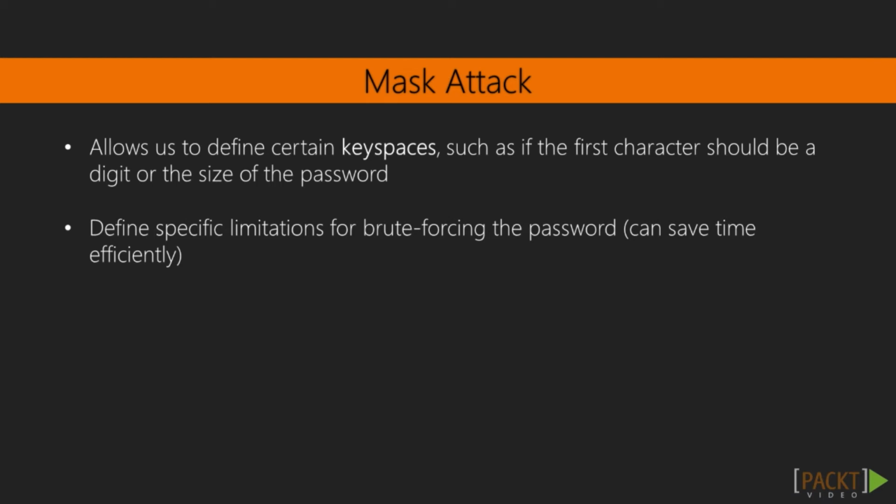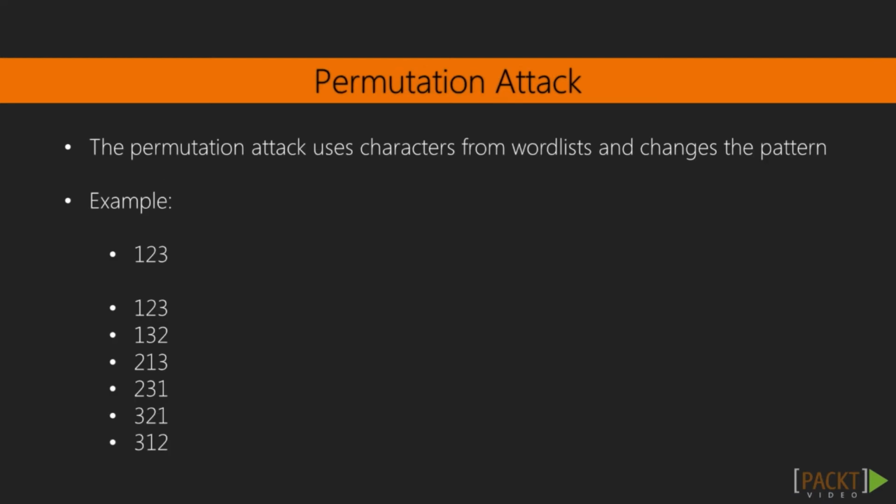So, in short, it can define specific limitations for brute forcing the password, and this can save us a lot of time. For example, we know that humans usually choose to have an uppercase letter at the start of a password, the first character, and then it goes down to lowercase. It's just how human password interaction happens. So things like the mask attack can save a lot of time compared to traditional brute force attacks that normally would have taken place.